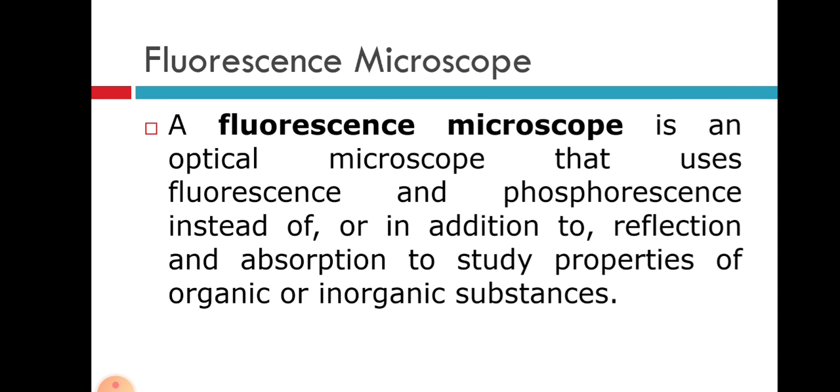Next, moving on to the second type of microscope, fluorescence microscope. A fluorescence microscope is an optical microscope that uses fluorescence and phosphorescence instead of or in addition to reflection and absorption to study properties of organic or inorganic substances.